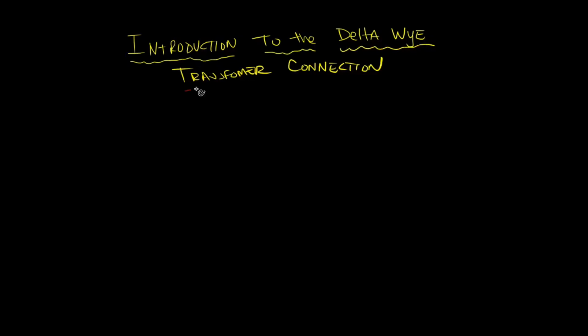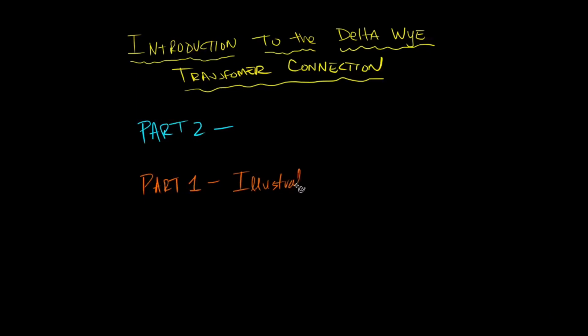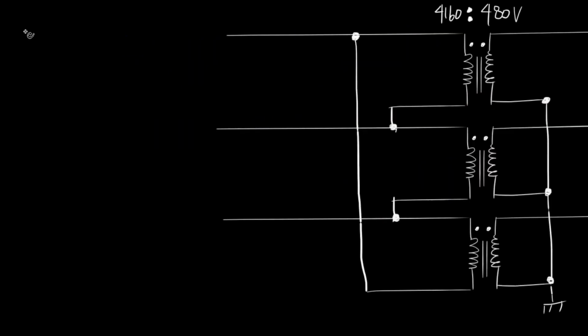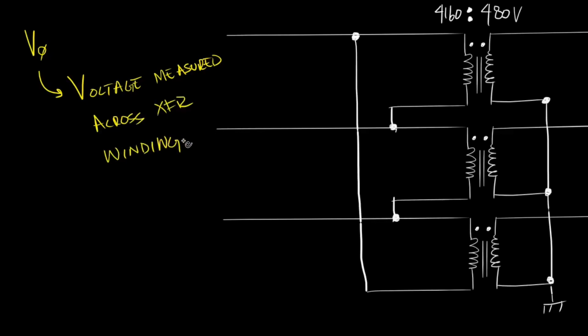Introduction to the Delta-Y transformer connection, Part 2. In Part 1, we illustrated a very commonly connected Delta-Y transformer. In Part 2, we'll look at the relationship between the line-to-line voltage and phase voltage for the Delta and Y connections. We understand that phase voltages are voltages measured across transformer windings.